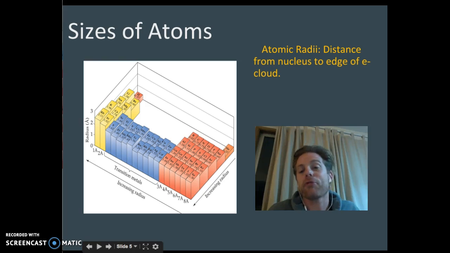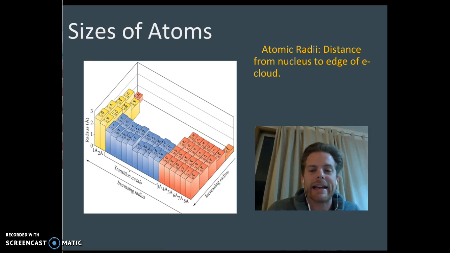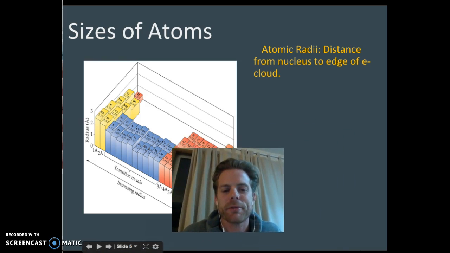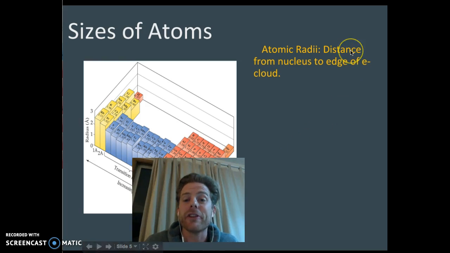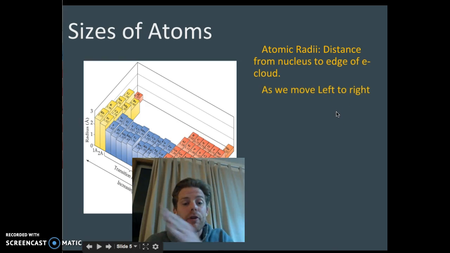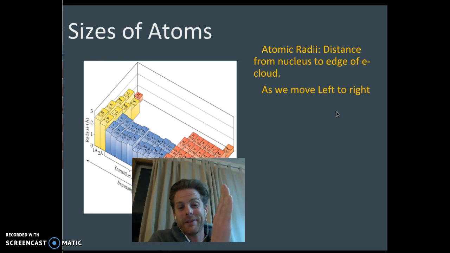So first off, atomic radii, I love that word, radii, it's the plural form of radius, and yeah, you can look it up. I know your math teacher probably says radiuses. But anyways, it's the distance from the nucleus to the edge of the electron cloud. All right? And as we move from the left to the right, that's backwards for me, it's increasing.